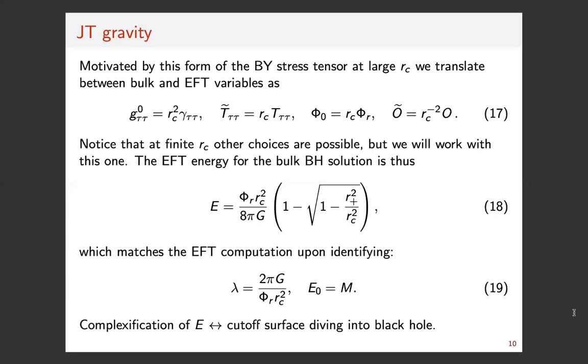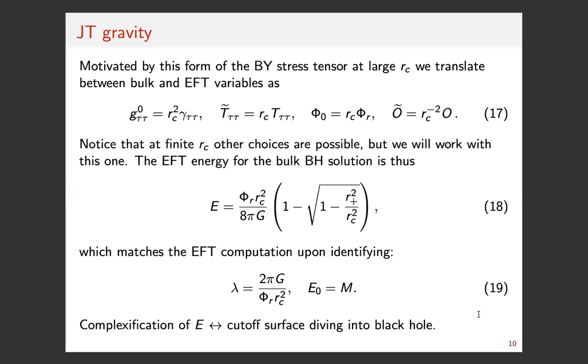Right, and so now the complexification of these energy levels has a nice bulk interpretation: if R_C is smaller than R plus, then these energies will complexify, and that just means that your slice has gone into the black hole. And this is actually, again, more general in higher dimensions: these energy levels will complexify as soon as your slice dives into the black hole.